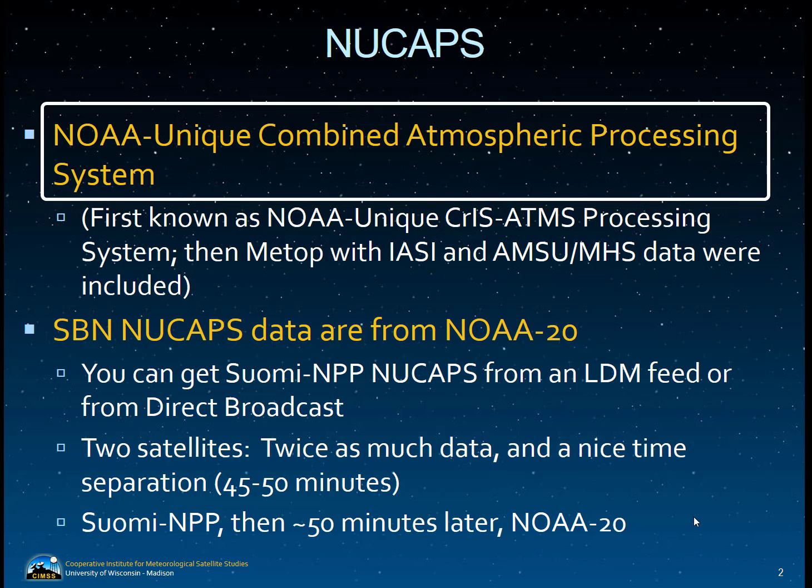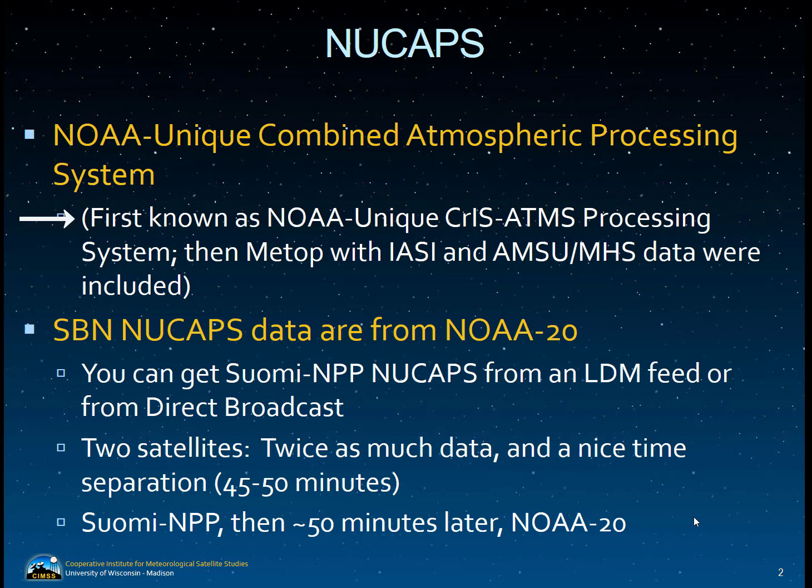NUCAPS is an acronym that now stands for NOAA-Unique Combined Atmospheric Processing System. It was first known as the NOAA-Unique CrIS ATMS processing system when only data from Suomi NPP were used. So it used the CrIS and the ATMS. But then infrared and microwave data from MetOp were incorporated into the NUCAPS algorithms, so the acronym was changed.